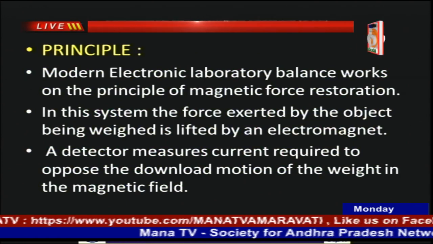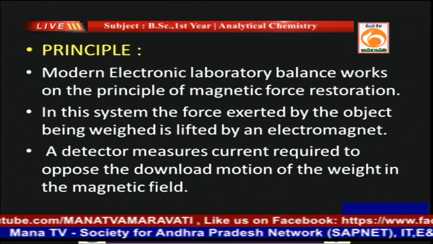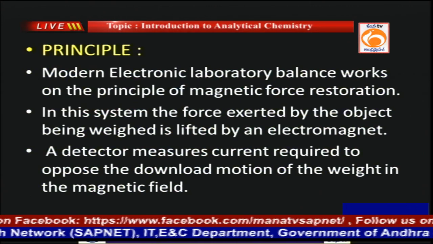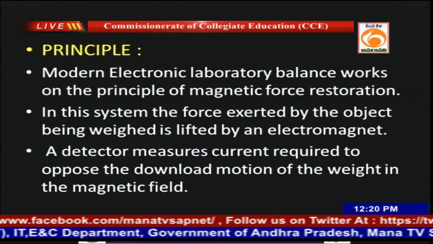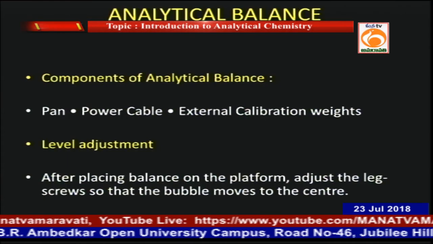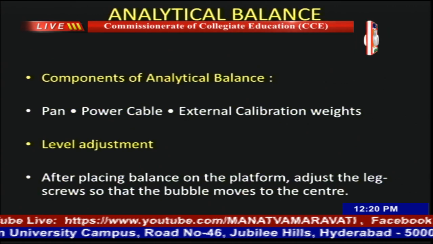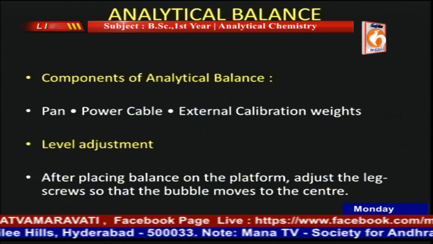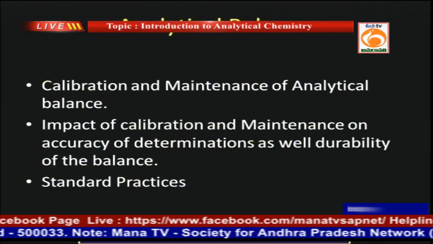Earlier, we used to have a two-pan type of balance. Now the majority of people will go for a single pan balance, which gives very, very accurate measurements, subject to proper maintenance and calibration methods. Components of the analytical balance: you will have a pan, power cable, external calibration weights, and level adjustment. After placing the balance on the platform, adjust the leg screws, as I explained, to the center level.